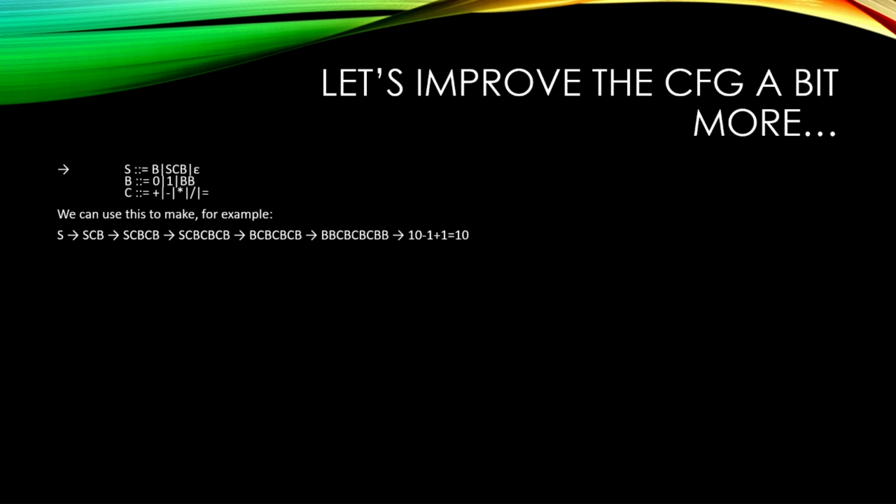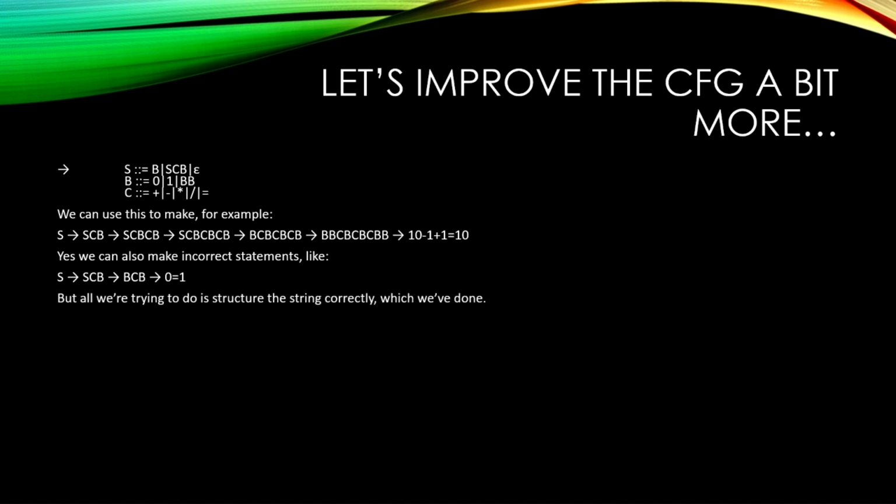So we can use this to make, for example, we've used the S → SCB expansion as a loop. So we can say 10 - 1 + 1 = 10. That's a mathematical statement that we can create like this. We can also make incorrect statements like 0 = 1. I've got no idea whether that's true or not at this point, but all we're trying to do is structure the string correctly, which we've done. We don't really care about the maths, just like a true mathematician. So we can probably prove that 0 = 1, but we're not going to do that.